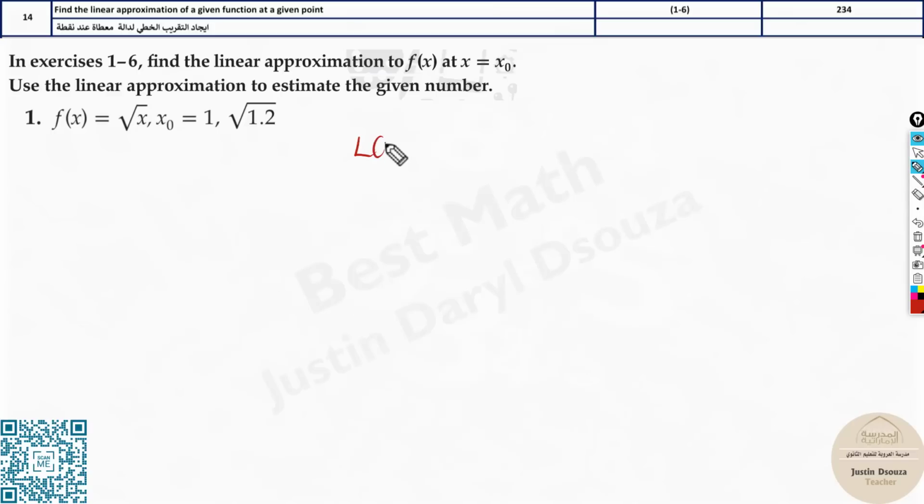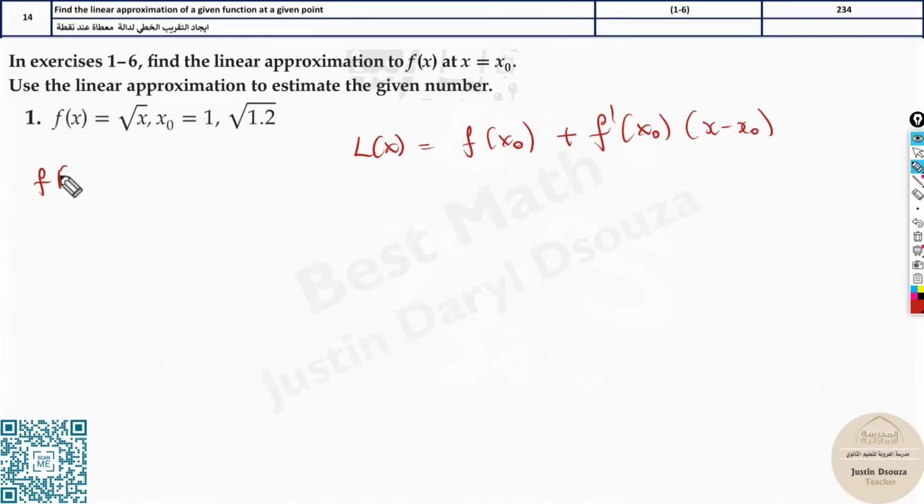The linear approximation of x would be equal to f of x naught. So this is very simple. Whatever x naught is given, you just apply the value and you get that, plus the derivative of x naught. Now this is another thing: you should derive this function and then multiply it with x minus x naught. So we will see this step by step. First, you need to know what is the x naught value. What is the x naught? Over here given as 1.